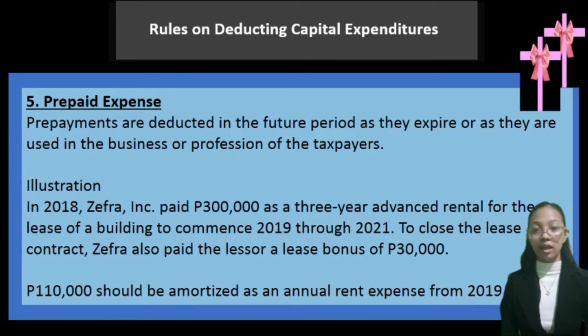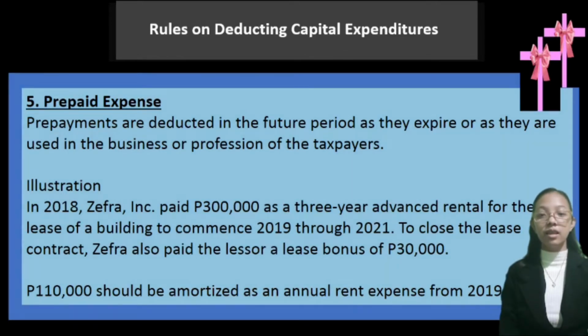Prepayments are deducted in the future periods as they expire or as they are used in the business or profession of the taxpayers. Note the words deducted in the future periods, because advance deduction, if material, is not allowed, for it will cause significant distortion in net income.